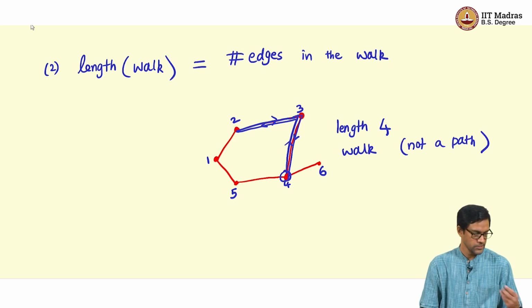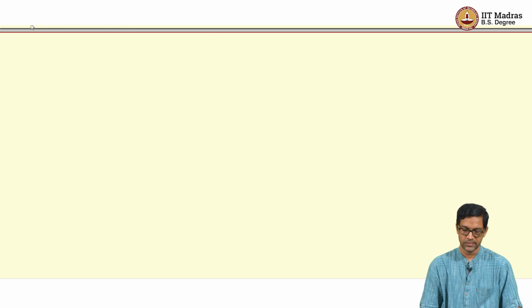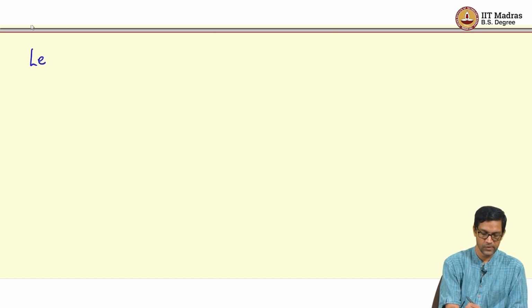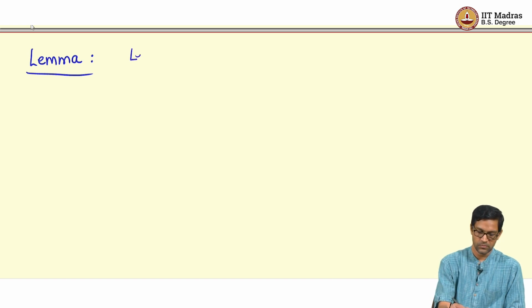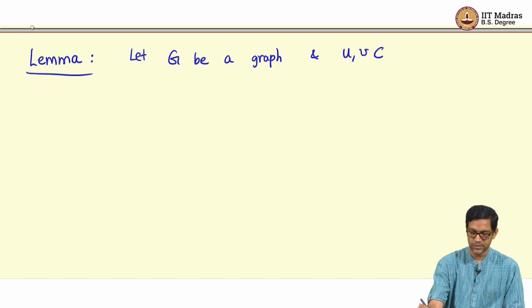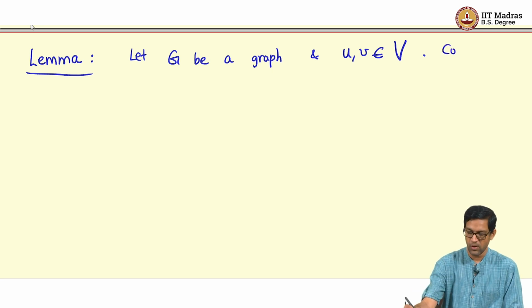Okay. So, there is this subtle difference between walks and paths, but just to get a sense for how these definitions work, here is a cute little fact, also useful in certain contexts. So, let us call this a little lemma. It says that suppose you have a graph, and you take two vertices u, v in V, and consider all walks between u and v.